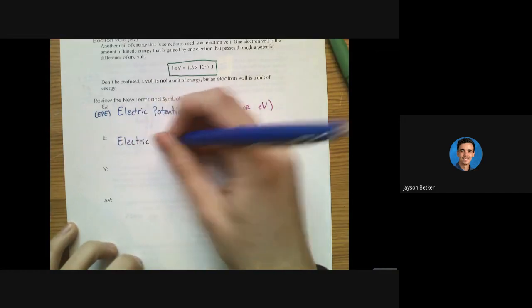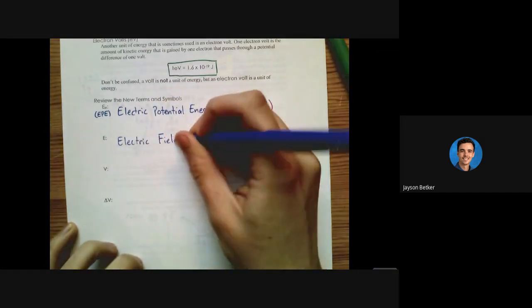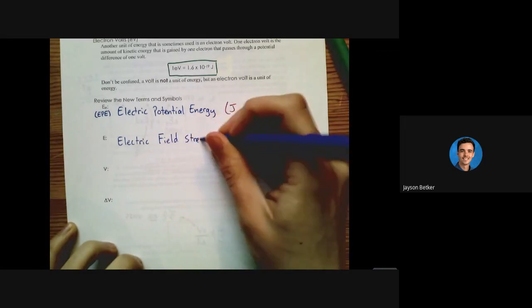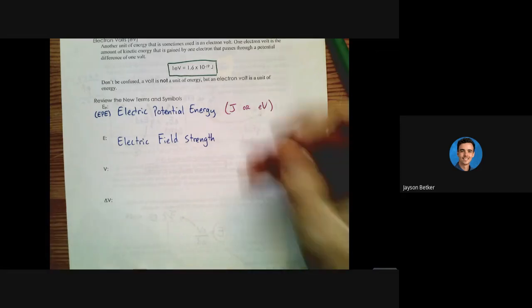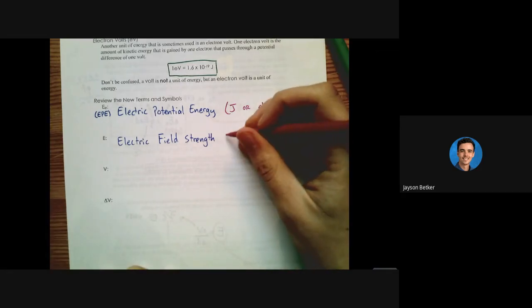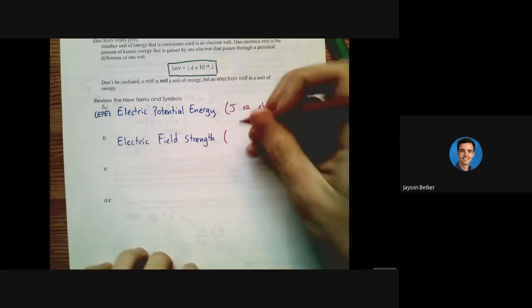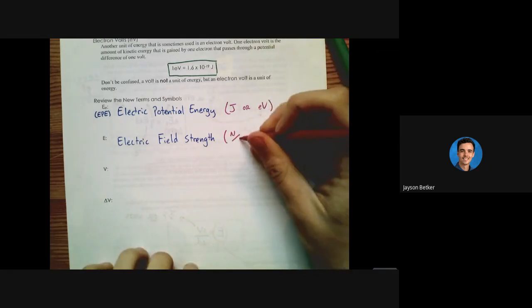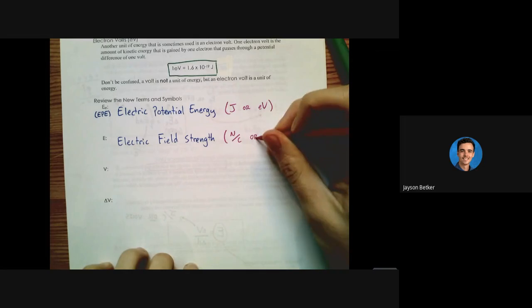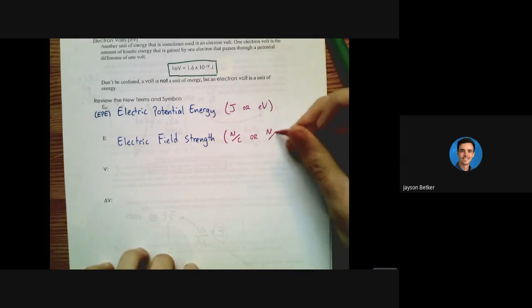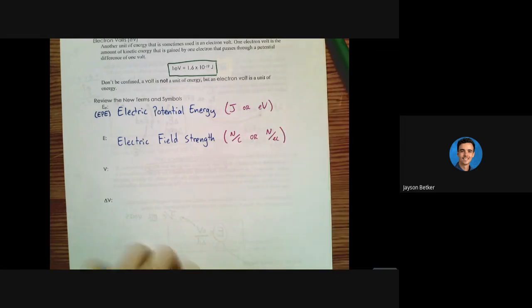What is E? One of the first ones that we did. Electric field strength. How do I measure electric field strength? Try to see if you can remember that. It's force divided by q, F over q, newtons per coulomb. Or if we're using elementary charges, it's newtons per e. We're almost done, halfway there.